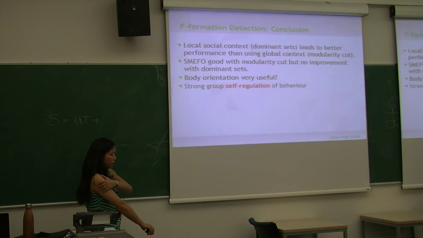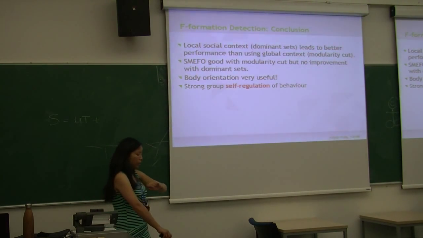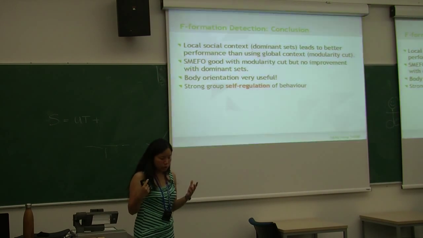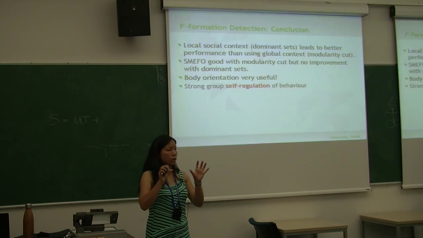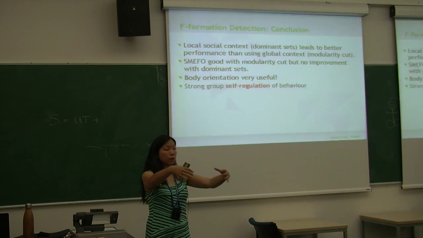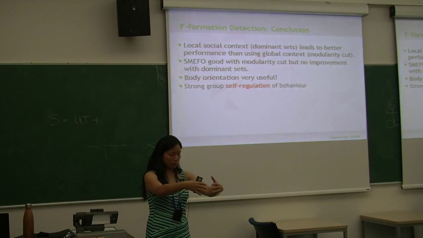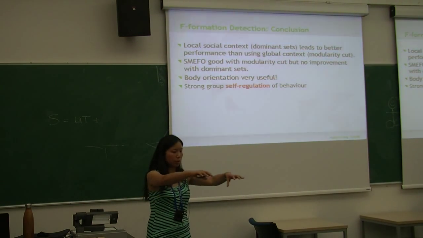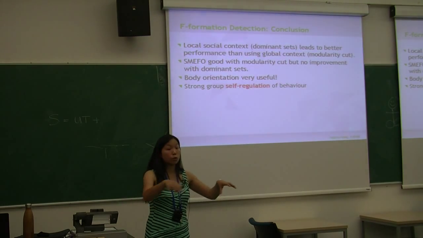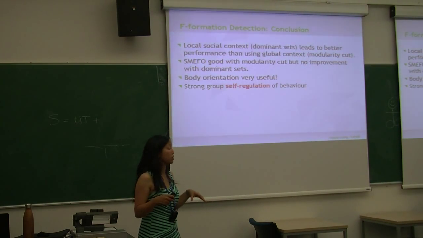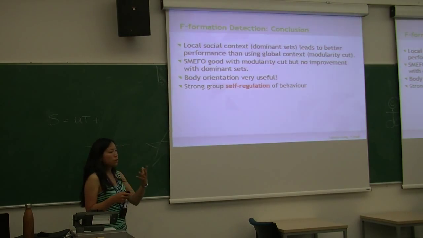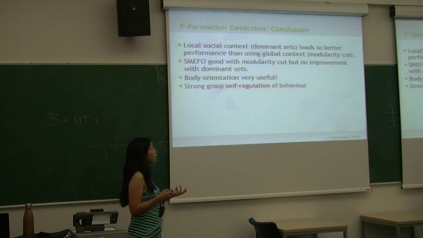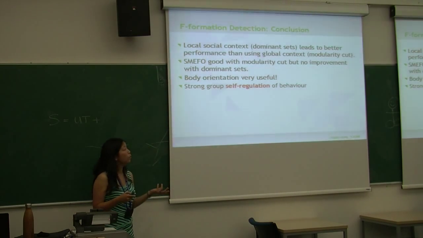So in this particular work, I call it local social context, because essentially we're looking at the relative positions of other people in these circular formations. You need to have the positions of everyone around you for that conversational group to be detected. This is a sort of social context that's exploited in the modeling of the clustering, which actually gives us better performance.